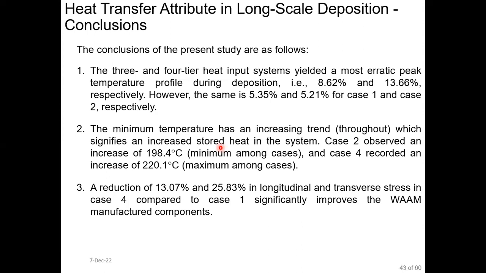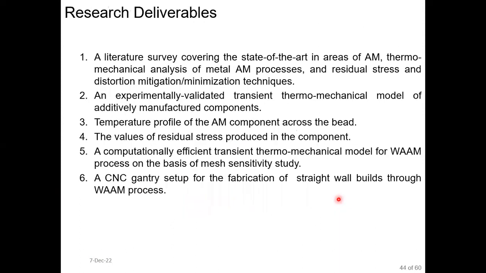However, if we have to care for residual stress, since we are giving the lowest amount of heat in case 4, the component produced through case 4 shows a reduction of 13.07% and 25.83% of longitudinal and transverse stress in the component when compared to case 1. So case 4 is recommended where the lowest residual stress values are desirable.